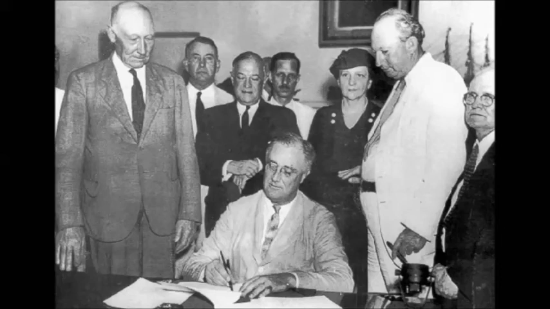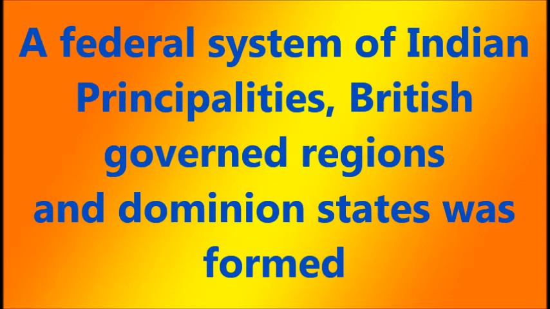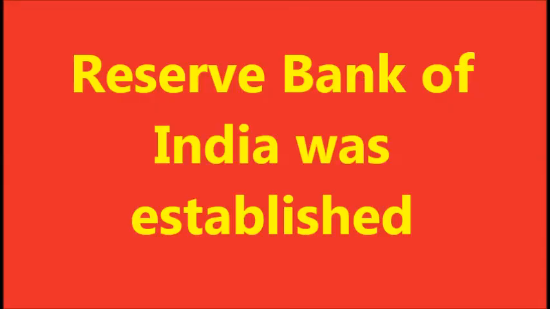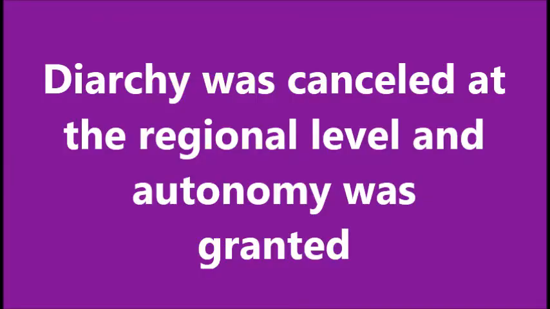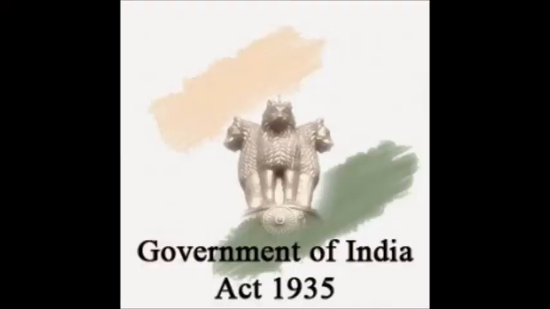First one, a federal system of Indian principalities, British governed regions and dominion states was formed. Second one, a Reserve Bank of India was established. Third one, diarchy was established at the center. Fourth one, diarchy was cancelled at the regional level and autonomy was granted. Fifth one, the federal court was established. So all these are the 5 important provisions of the Act of 1935.